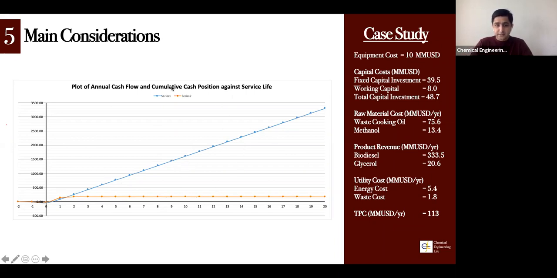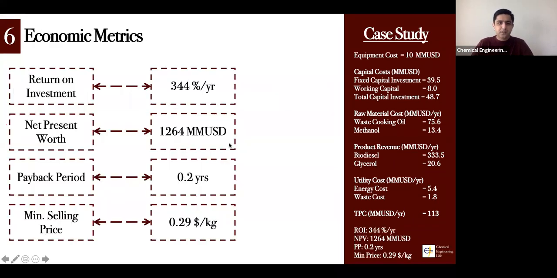And yep, this is a good idea to always plot this graph, because already from this graph you can take away a lot of considerations that you have taken into account. And once we have done all of that, we can then move on and calculate our economic metrics.